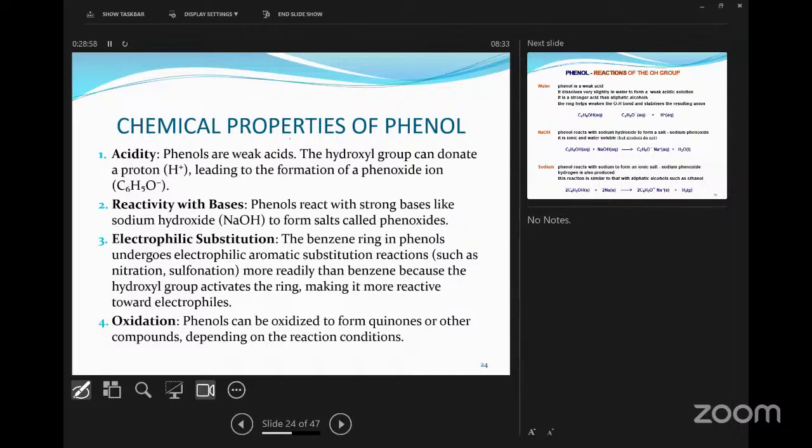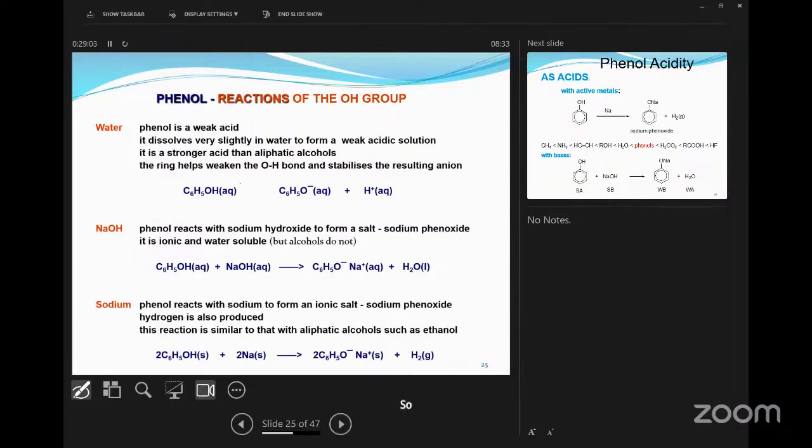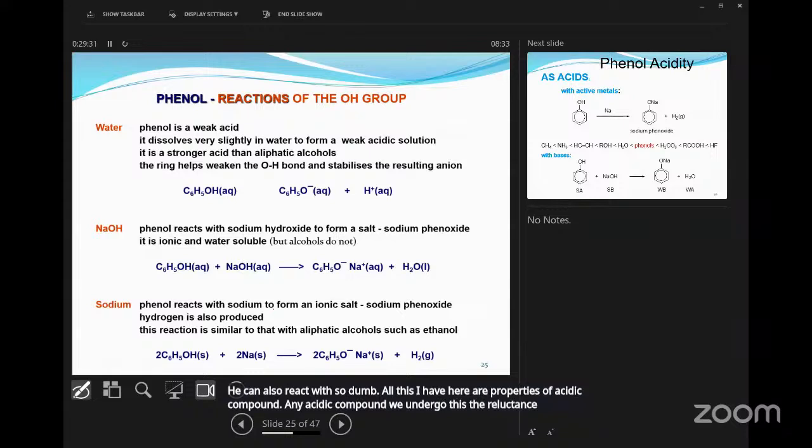So in water, phenol is a weak acid. It reacts with water. I think I've given you the reaction with water before. Water acts as a weak base. And with sodium hydroxide, it reacts to form sodium phenoxide. I've also given you this before. It can also react with sodium. All these are properties of acidic compounds. Any acidic compound will undergo this. They react with bases and they can also react with sodium, just like any other acidic compound.